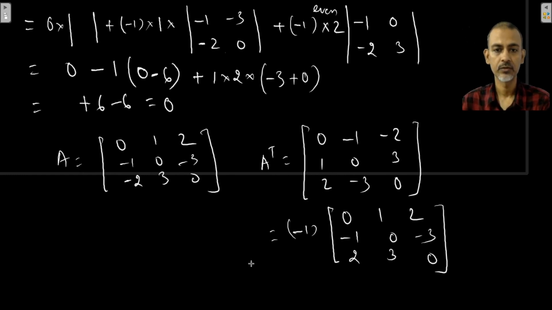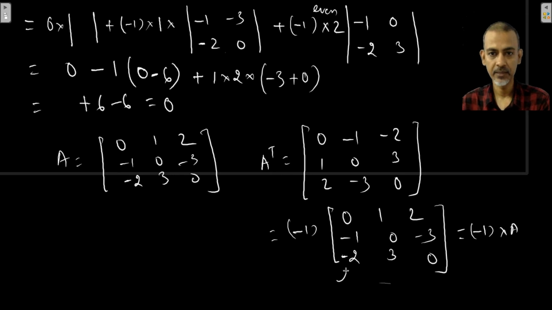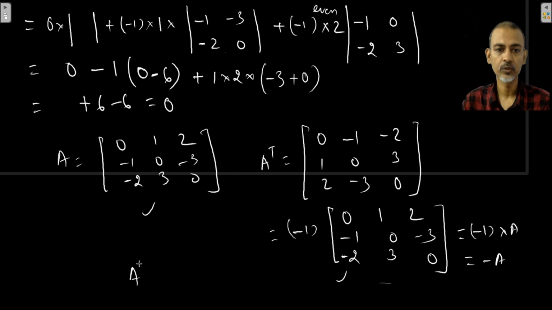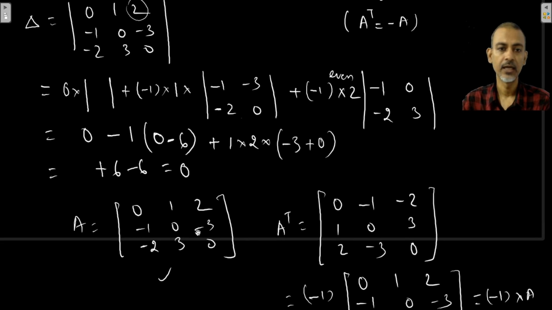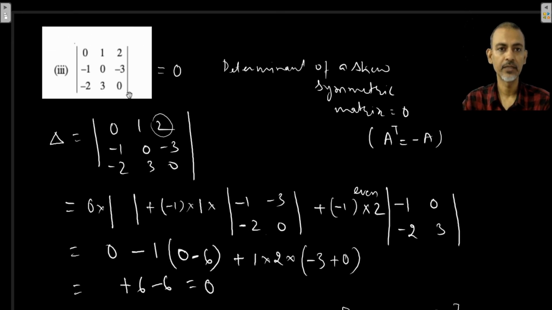Here it is going to be minus 2, because here it is plus 2. Now look at this matrix. This matrix is going to be the same, so it's going to be minus 1 into A. Compare this matrix with this one. This is the same, so this is minus A. So A transpose equals minus A over here. This is why it is a skew symmetric matrix, and the determinant of a skew symmetric matrix is always going to be 0. This is what I was trying to mention.